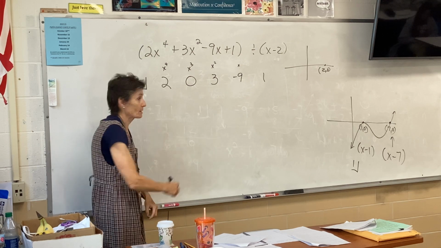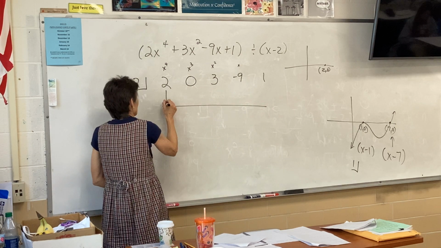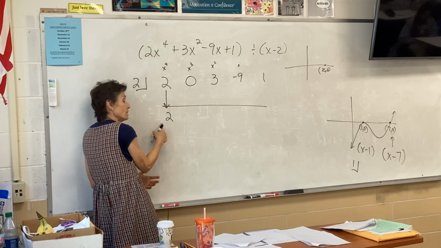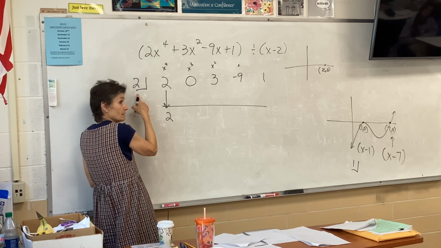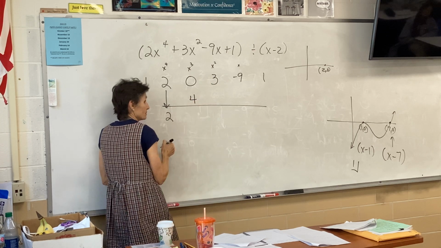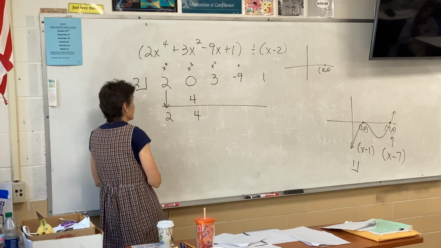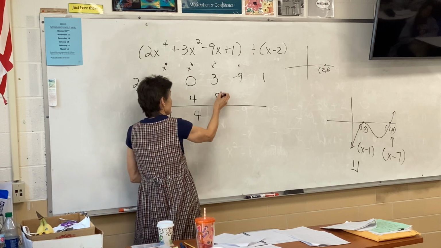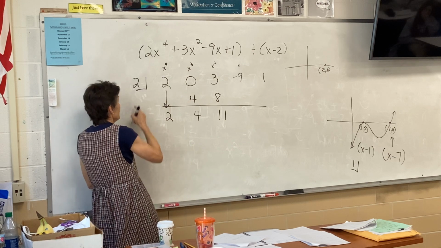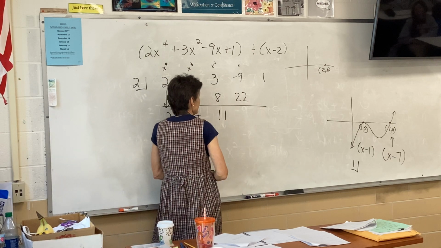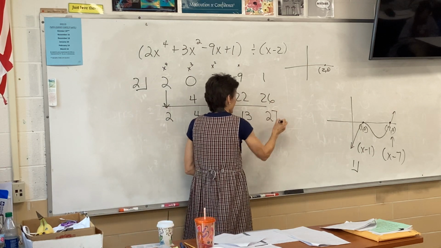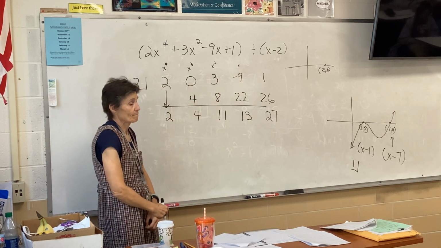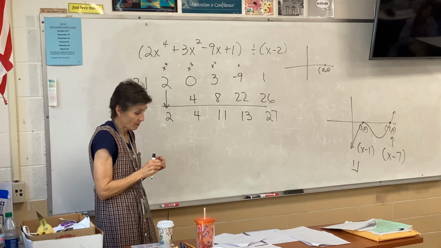Everybody with me? So here we go. Drop the first number, in this case it's a 2, drop it straight down. Then what do we do? We multiply 2 times 2 and write it here. Add. 2 times 4, write it here. Add. 2 times 11, write it here. Add. 2 times 13, write it here. Add. Keep an eye on my arithmetic. Is it okay?